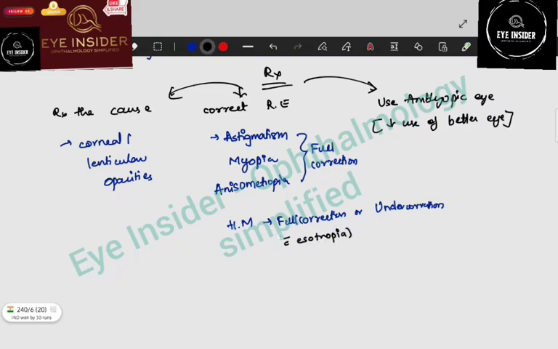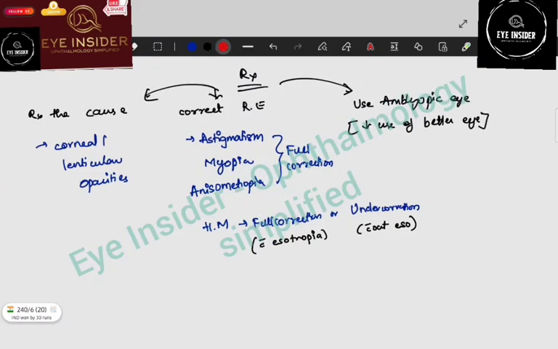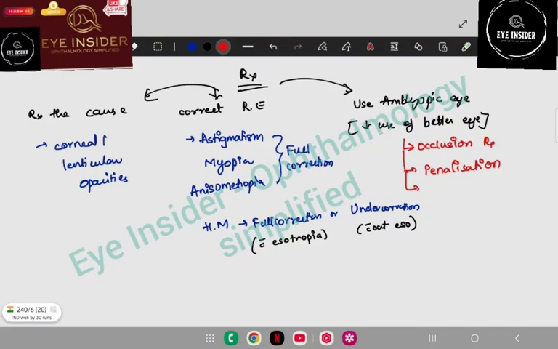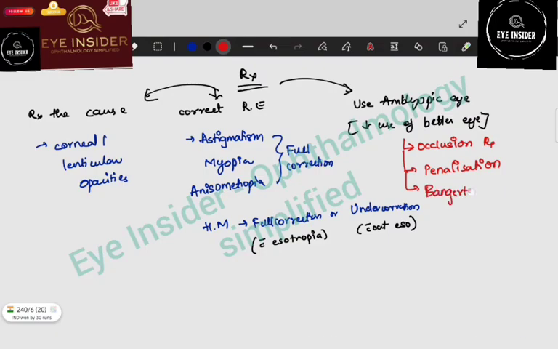Full correction is required if the patient has esotropia along with refractive errors, and undercorrection is required if there is no esotropia, only refractive error. How do we prevent the use of the better eye? We can give occlusion therapy, penalisation, which is pharmacological, and we also have Bangerter glasses, filters.